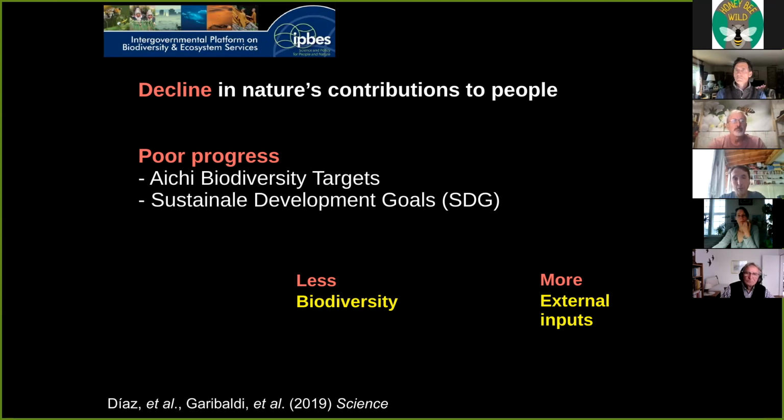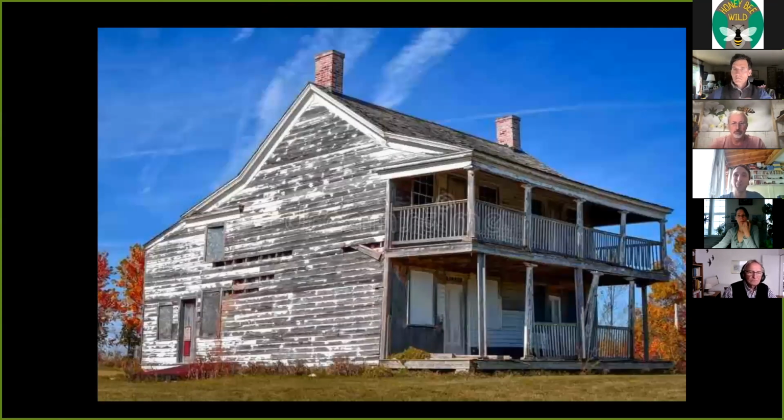So our planet is looking like this house. Previously, our planet was able to provide a good quality of life, and nowadays the pillars of nature's contributions to people, which is biodiversity, the diversity of species that provide these contributions to a good quality of life, are declining, and then we are suffering the consequences, and the planet is losing its capacity to sustain human life, at least from the natural ecosystem services.